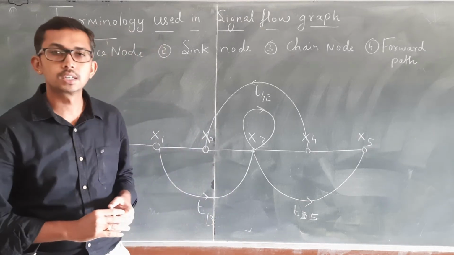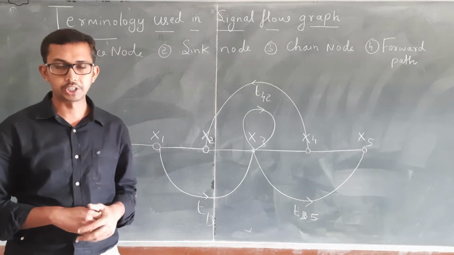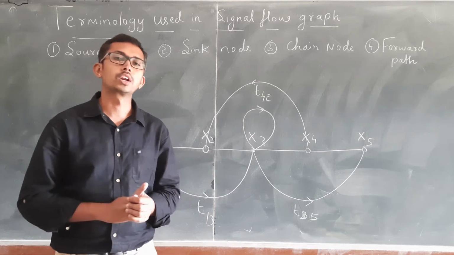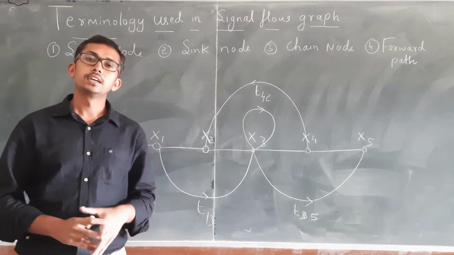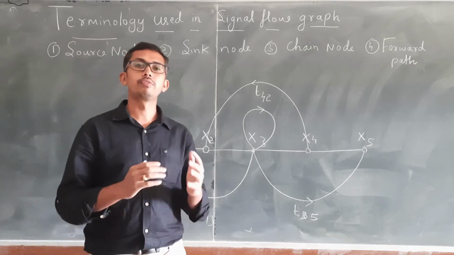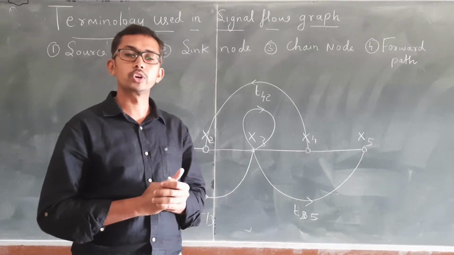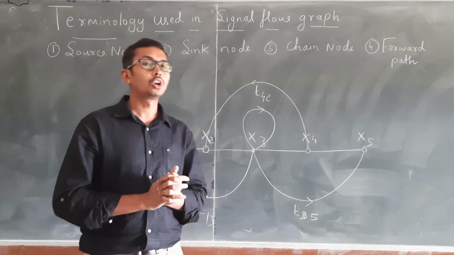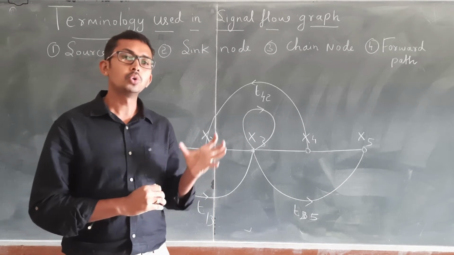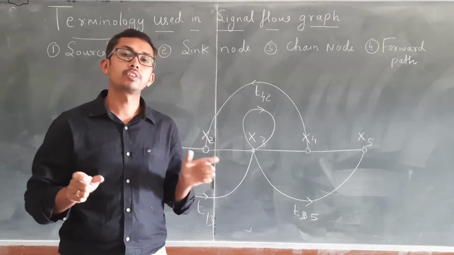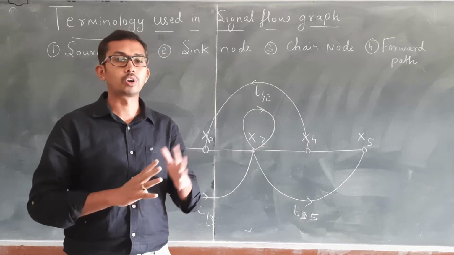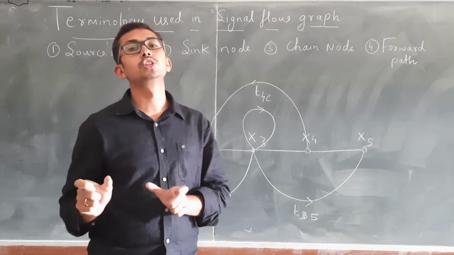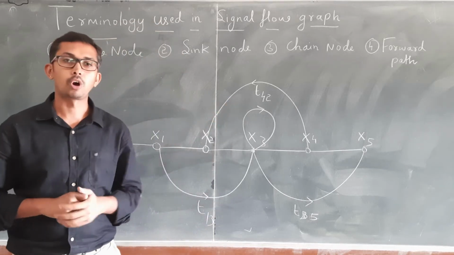So today we are going to discuss the signal flow graph representation. In the previous class we have seen the meaning of signal flow graph representation. It is a graphical representation of a given system, and that is what we call signal flow graph representation. We also discussed how to write the signal flow graph from a set of equations, and how to write it from a given block diagram.